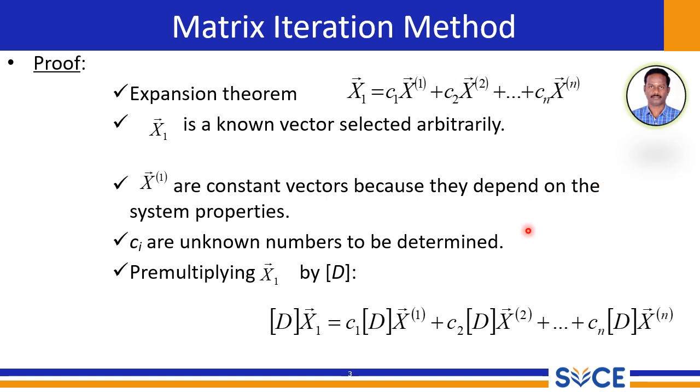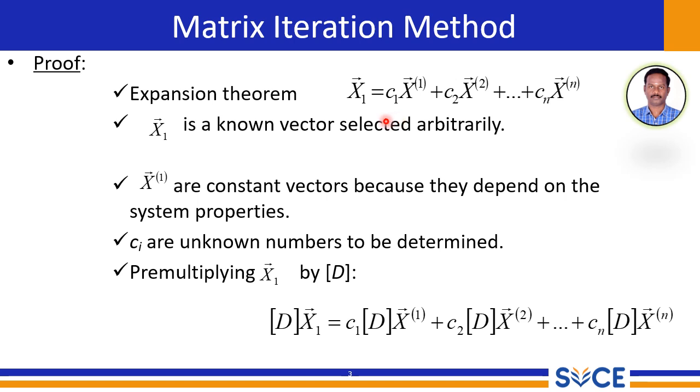The expansion theorem states that any arbitrary vector, which in our case is represented by x, can be expressed as a linear combination of the system's mode-shaped vectors. These mode-shaped vectors are denoted as x1 vector, x2 vector, up to xn vector, and are fundamental to the system's vibration characteristics. So we begin by expressing our arbitrarily selected known vector x1 as a sum of these constant mode-shaped vectors, each multiplied by unknown coefficients c_i.